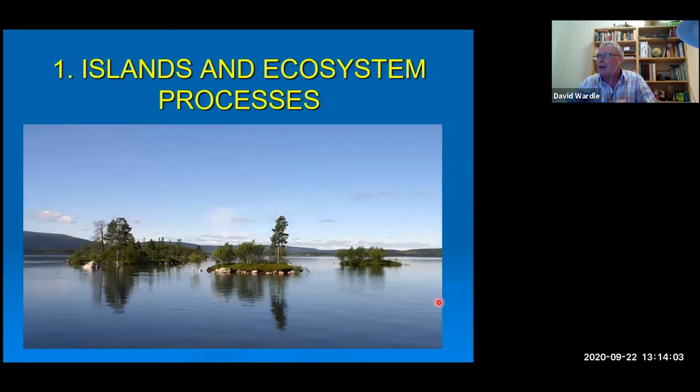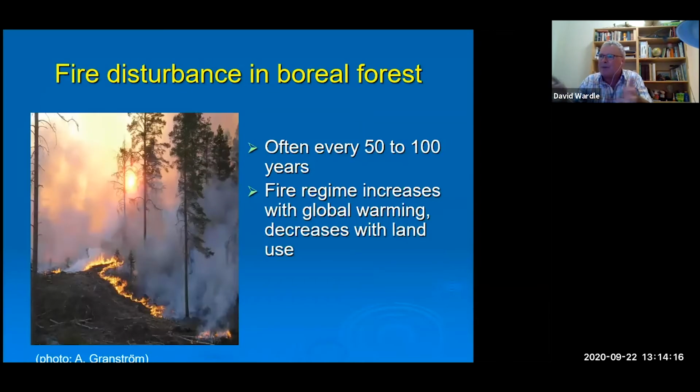So starting off with the island system, the work I'm going to describe now is work in boreal forests on Swedish lake islands. And in the boreal zone, by way of context, the main natural disturbance regime is fire. Boreal forests burn typically every 50 to 100 years if people don't get involved. In some parts of the boreal, the fire frequency is increasing through global climate change and warming. In other parts it's decreasing because people live in them and therefore deliberately suppress the fires.